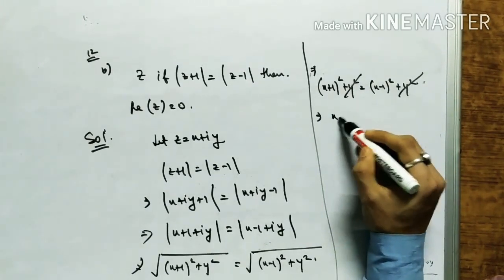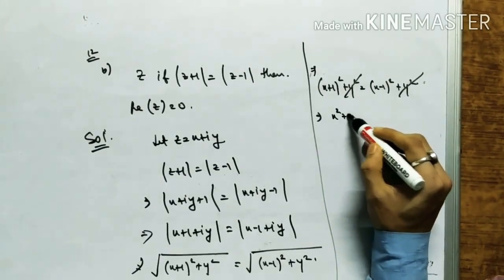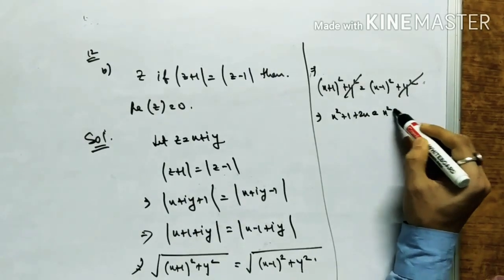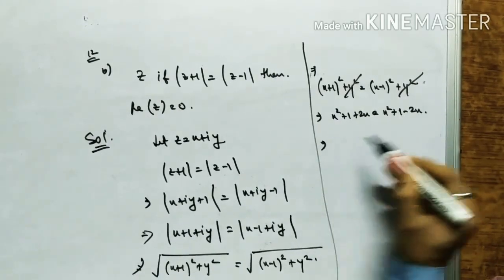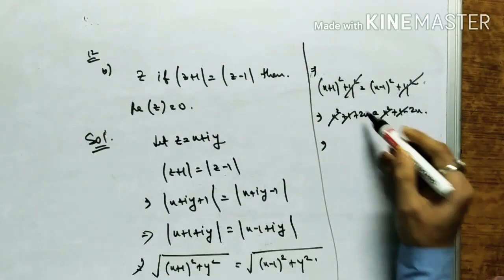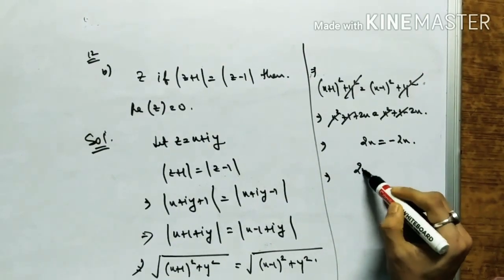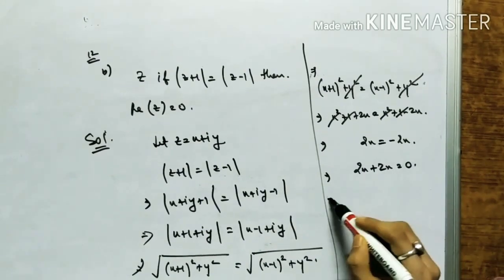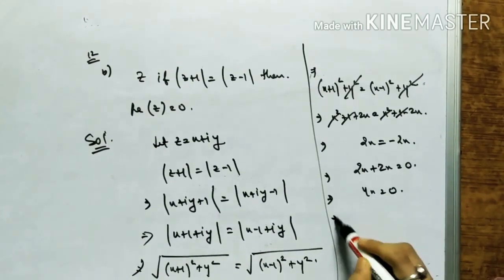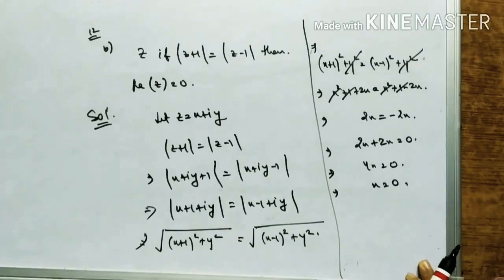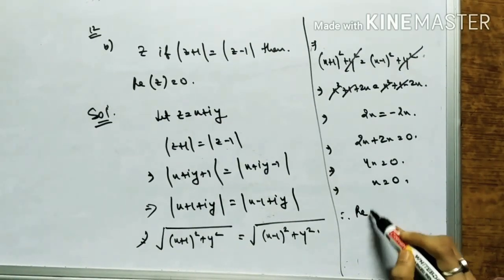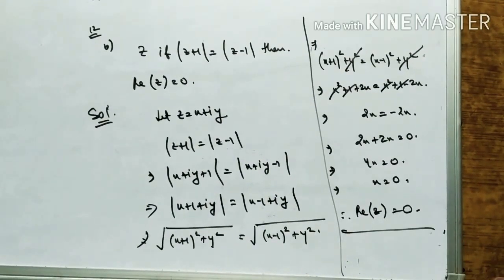Expanding, I get x square plus 1 plus 2x equals x square plus 1 minus 2x. Cancelling, 2x equals minus 2x, so 2x plus 2x equals 0, so 4x equals 0, so x equals 0. Therefore I can say that Re z is equal to 0.